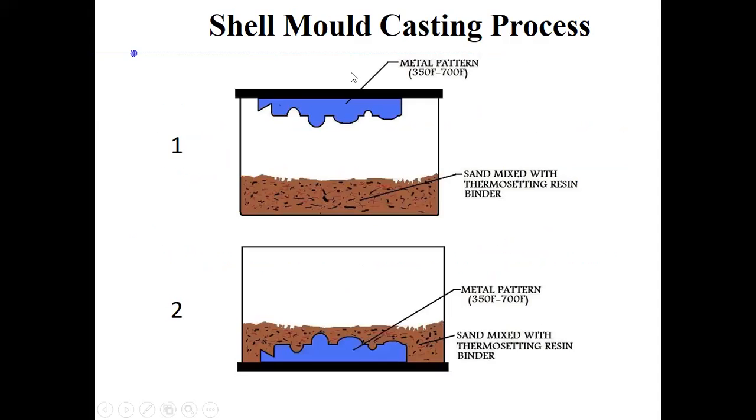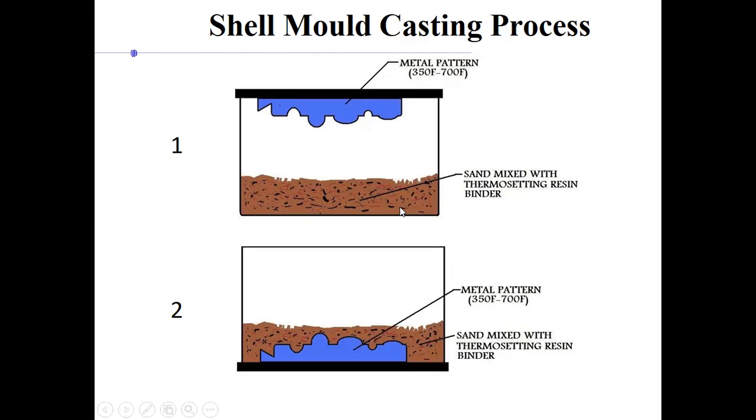You see, you have this pattern. A pattern is required. You have the pattern that is a metallic pattern, and you have heated it. You see, 350 Fahrenheit to 700 Fahrenheit. You have heated it, right? And you have placed it on the lid of the container. The container contains sand mixed with thermosetting resin binder, right? Sand mixed with thermosetting resin binder.